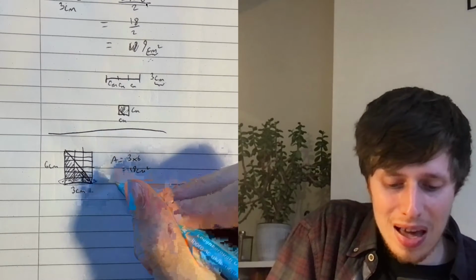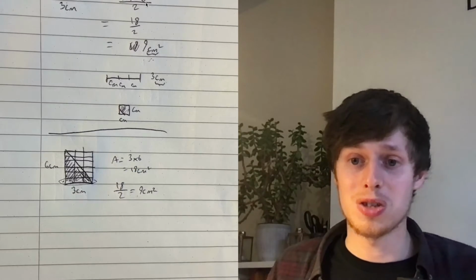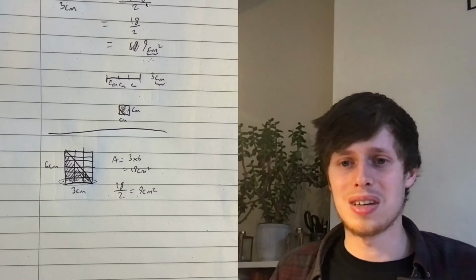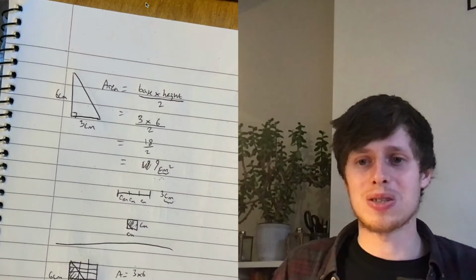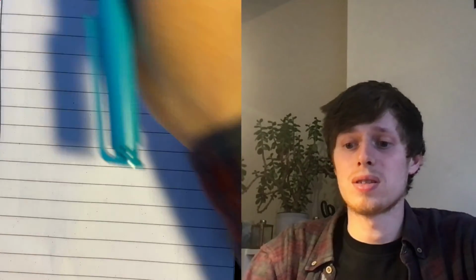So that's going to be 18 divided by 2, which is giving us back 9 centimeters squared, which is what we got earlier, which is encouraging. Okay, let's go on to the next question. All right, okay, so on to the silver question.